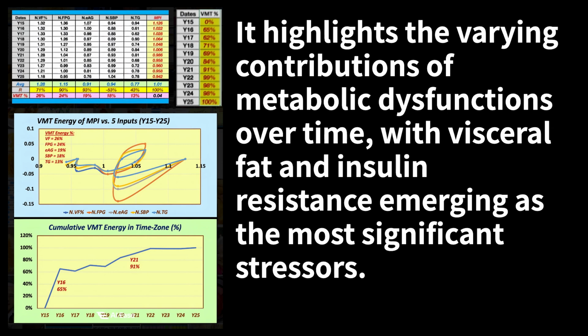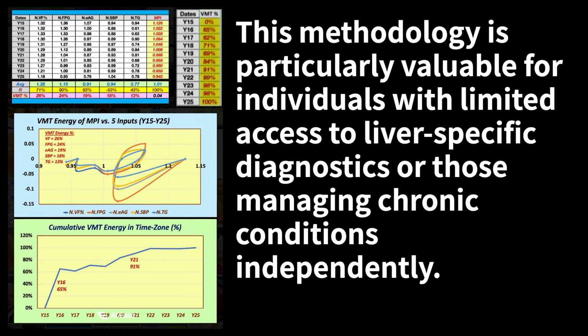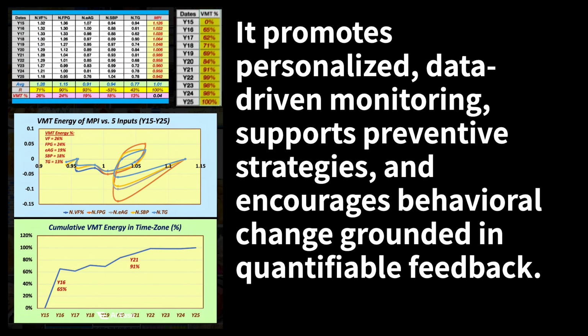It highlights the varying contributions of metabolic dysfunctions over time, with visceral fat and insulin resistance emerging as the most significant stressors. Combined MPI trends and VMT energy curves provide a comprehensive view of the author's liver-related metabolic improvement over the past decade. This methodology is particularly valuable for individuals with limited access to liver-specific diagnostics, or those managing chronic conditions independently. It promotes personalized, data-driven monitoring, supports preventive strategies, and encourages behavioral change grounded in quantifiable feedback.